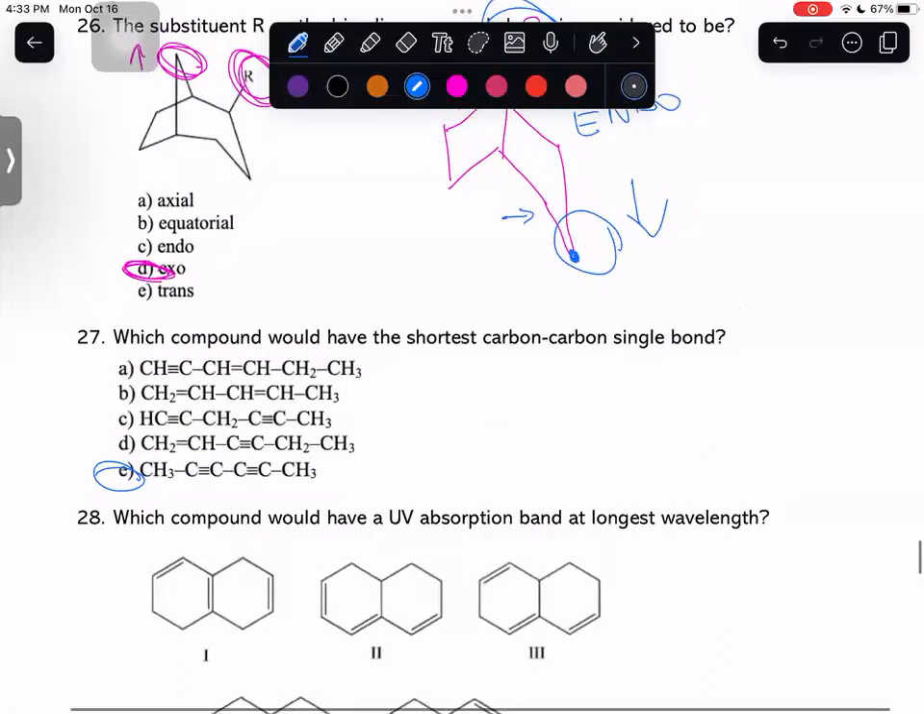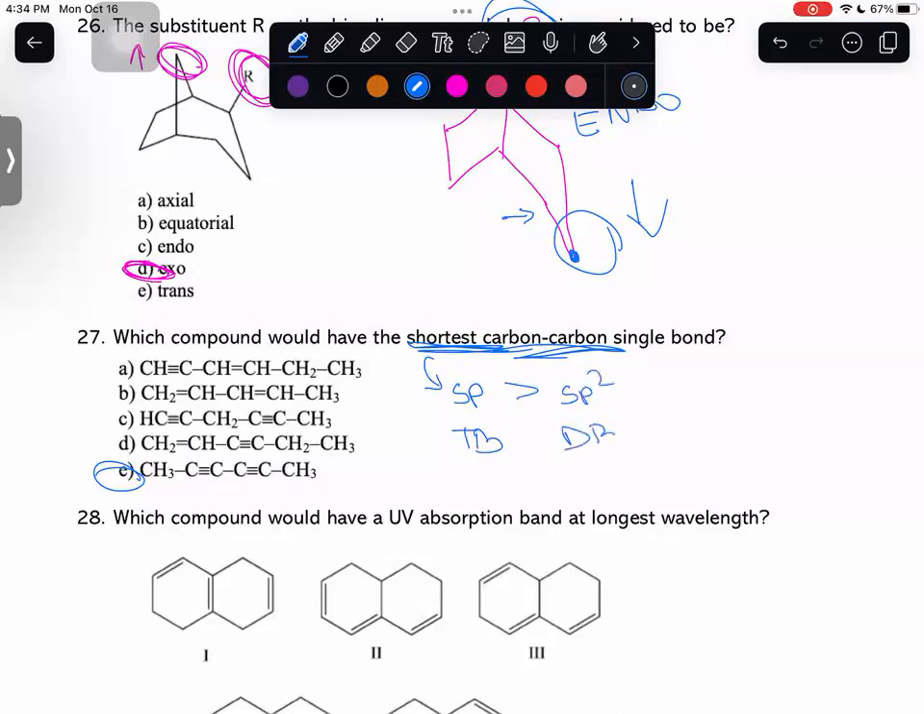Okay, whenever they're asking for the shortest carbon-carbon bond, what are we looking for? Triple bonds. Yeah. Okay, so SP, these guys are the shorter ones. So that's triple bonds. Then it's SP2 or double bonds. And then the longest ones, SP3, single bonds.